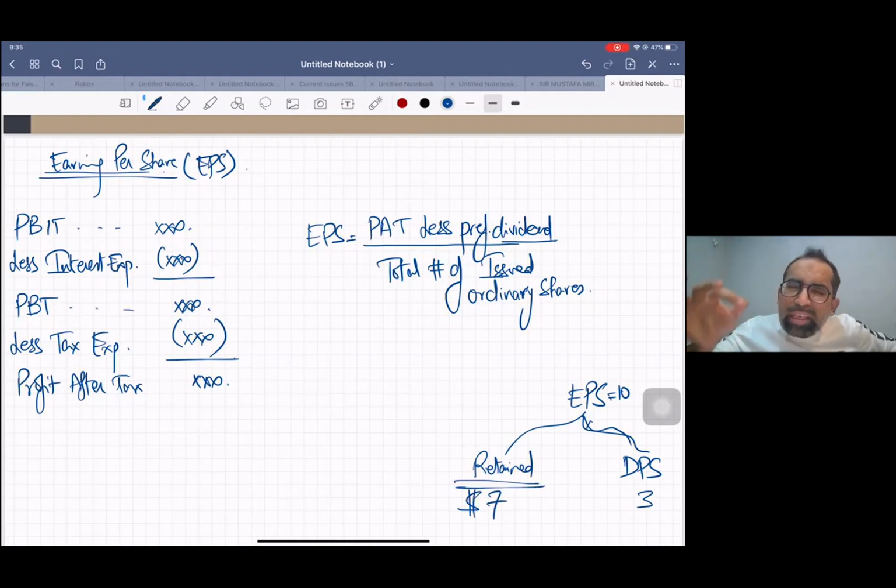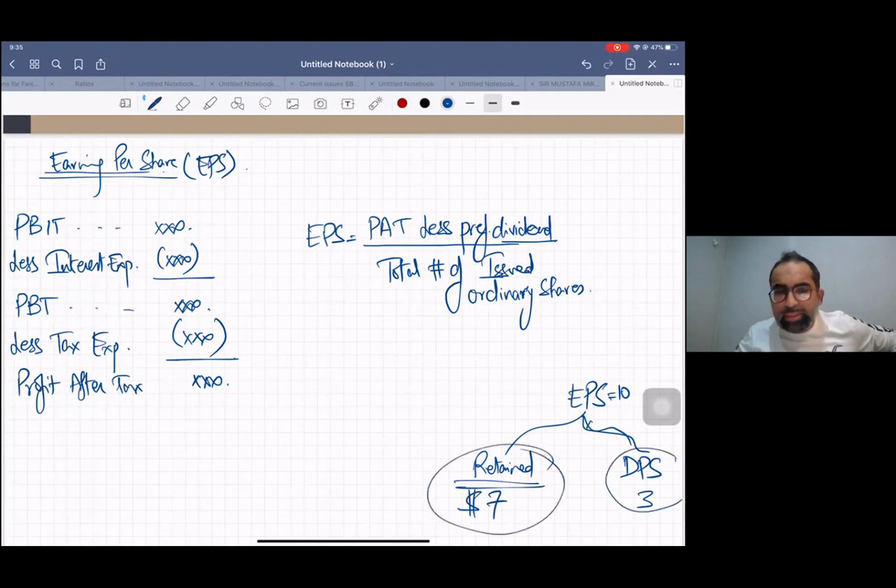So I repeat, there are two things. One is EPS, earnings per share, and the other is DPS, dividend per share. There is a big difference. Earnings per share is how much the company has earned per share, and dividend per share is how much it has distributed from those earnings. Right now we are going to discuss EPS.